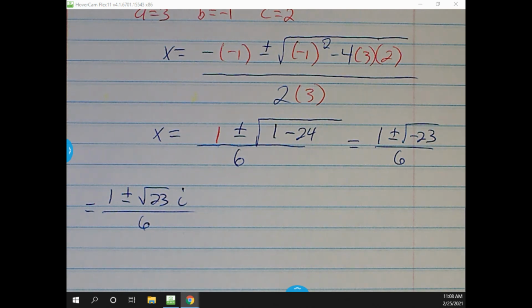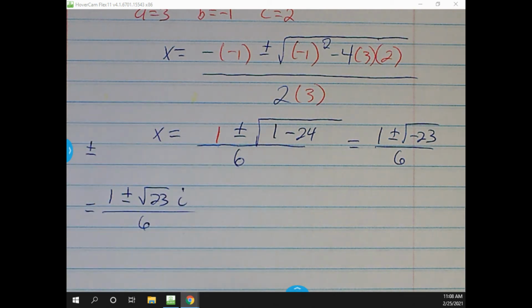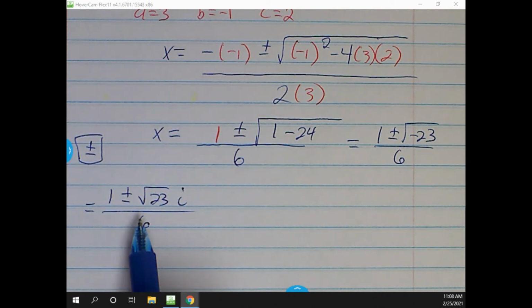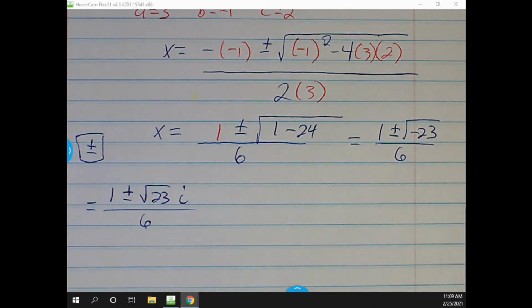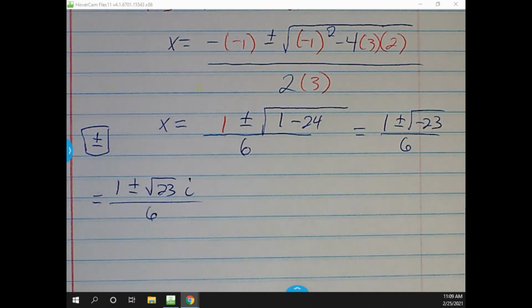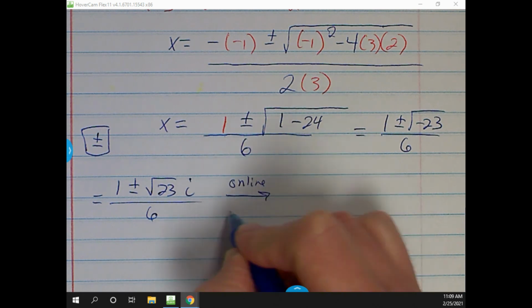some of the questions in the homework, sometimes there's actually a plus or minus button that's on some of the homework that you'll see at the bottom of the screen. You'll see a plus or minus. You cannot use it on this one. I don't know why. Sometimes they let you use it, sometimes they don't. But in this case, they're going to have you split this thing up. So here's going to be your online answer.